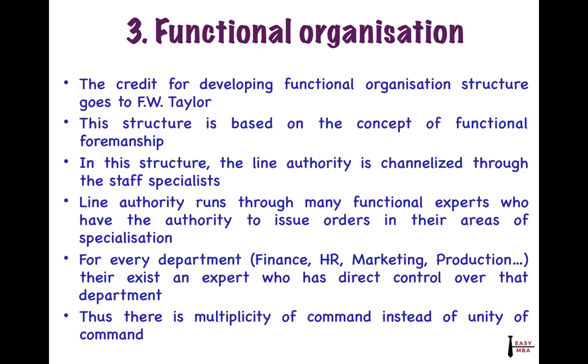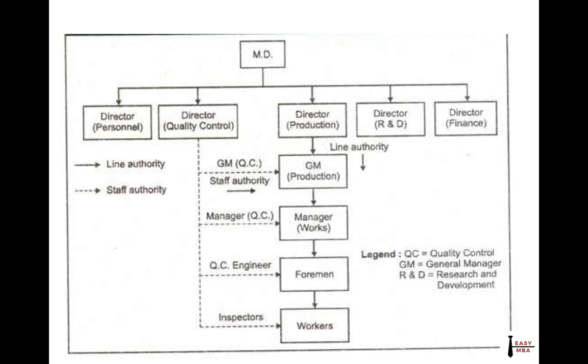So, in the last organizational structure, we saw that there was unity of command, but in the case of functional organization, as in functional foremanship, there is multiplicity of commands given to subordinates. Here you can see the structure of the functional organization. We have the MD. Under the MD, we have different departments: the HR director, quality control, production, R&D, finance. And let's say under the director production, we have GM production, manager, foreman, and workers.